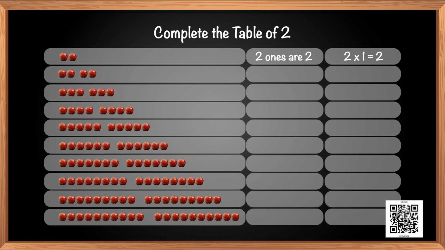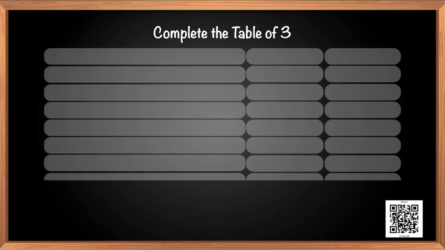Similarly, let us move to the second row. There are two groups of two apples, right? So, 2 twos are 4. Very good. Or we can call it 2 multiplied by 2 is equal to 4. Or 2 into 2 is equal to 4. Can you do it? For 3, 4, 5, 6, 7, 8, 9 and 10 for me.